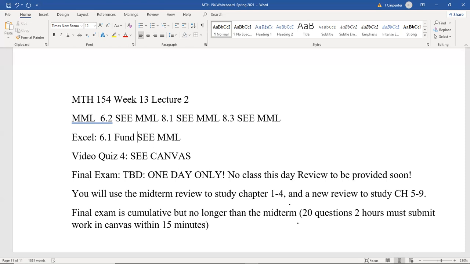And yes, so the final exam is cumulative, but not longer than the midterm. So we're going to keep it at 20 questions, 2 hours. You'll still have to submit your work in Canvas within 15 minutes, so that spot will open up. So make sure you show detailed work. Make sure you're numbering your problems. They don't necessarily have to be in order, but they do need to be numbered. I would like for your name to be on those scrap pieces of paper as well, but it's not a 100% mandatory thing. So again, we'll talk about the final exam in greater detail later.